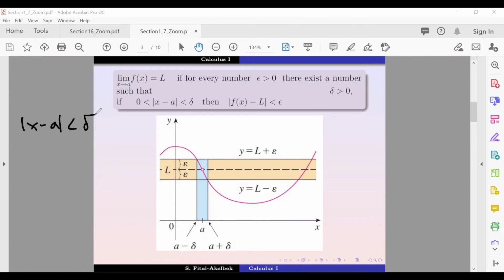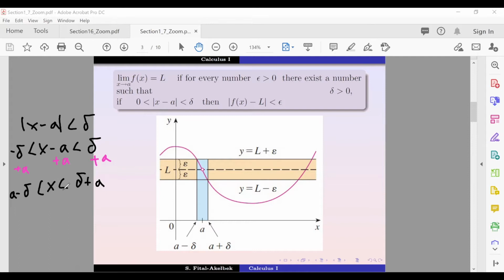is less than delta, right? By definition of absolute value, this can be positive or negative. So we have x minus a is less than delta and greater than negative delta, right? If we would like to solve it the regular way, then I could add a to all the sides, and what I'm getting is that x is less than a plus delta and greater than a minus delta.